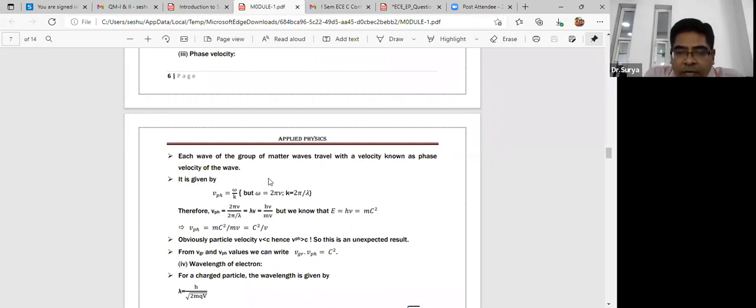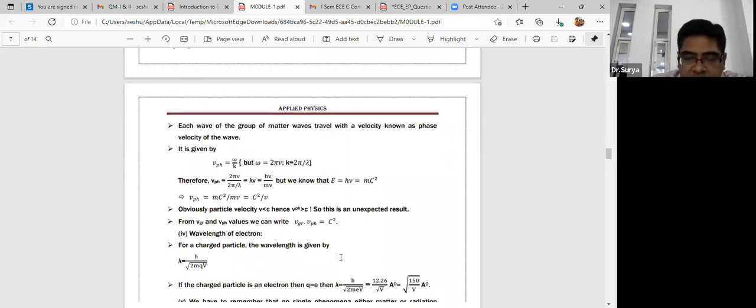So if you correlate all these, we can get the phase velocity as mc² by mv, which is equal to c² by v. Obviously the particle velocity v is less than c, therefore the phase velocity is greater than c. So this is an unexpected result. From the group velocity and phase velocity values, we can write that the product of group velocity and phase velocity is equal to c².